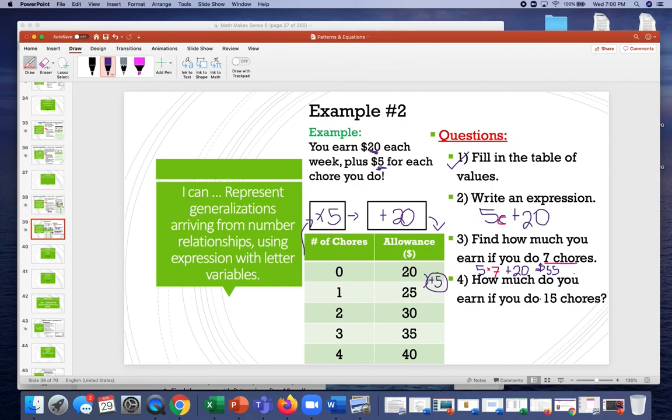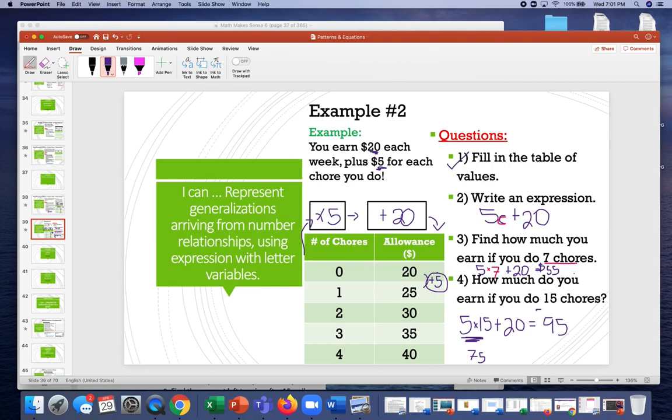Okay? Now, next is how much do you earn if you do 15 chores? Okay? So I'm going to do 5 times 15 rather than c because I did 15 chores. And then I'm going to add on 20. Okay? Great. Excellent. So now, again, we have to do BEDMAS or PEMDAS. So 5 times 15, I can do this in my head. 5 times 10 would be 50, and then plus 5 times 5, which is 25. So 75 is 5 times 15. And then plus 20 would be 95. There you go. That's pretty good.